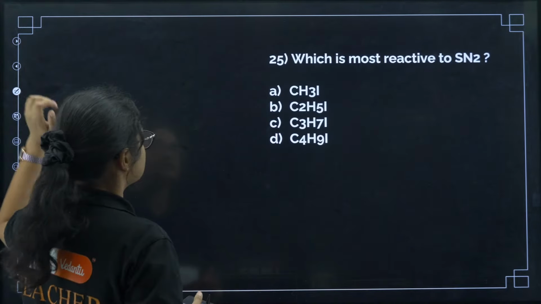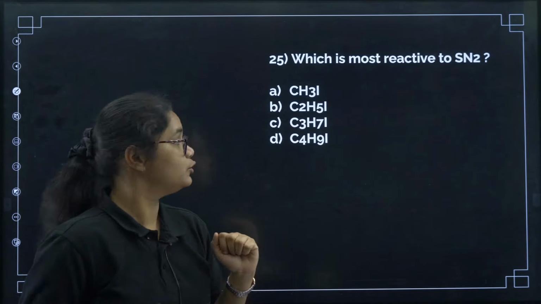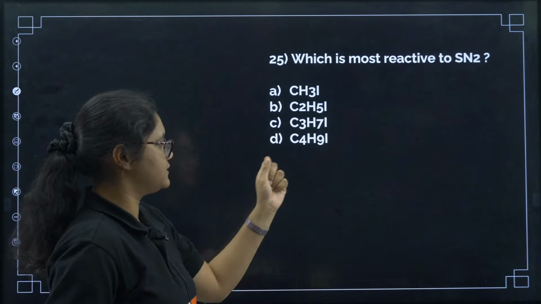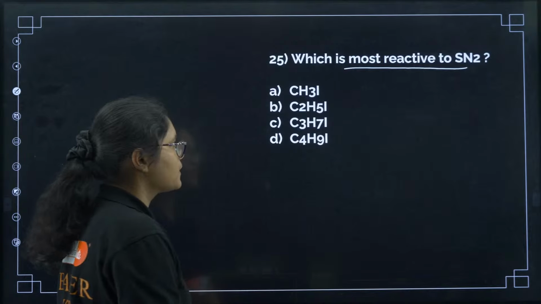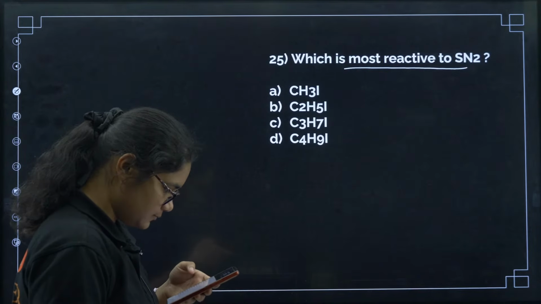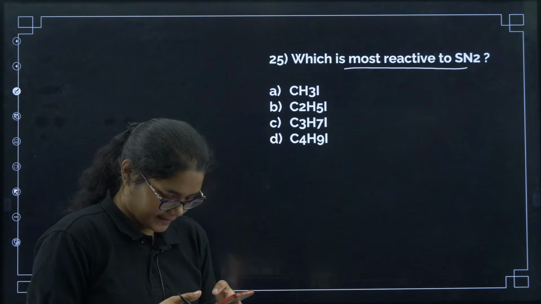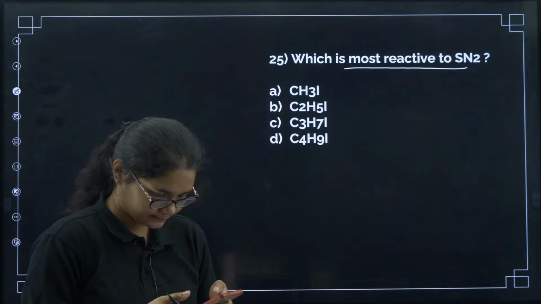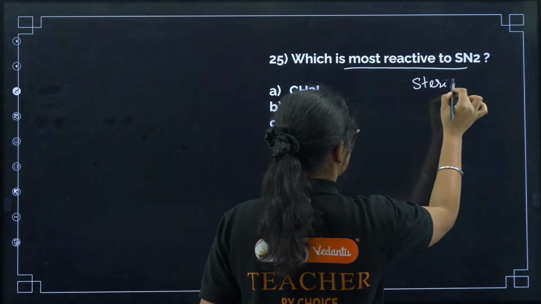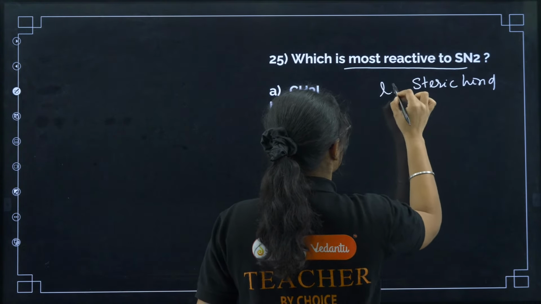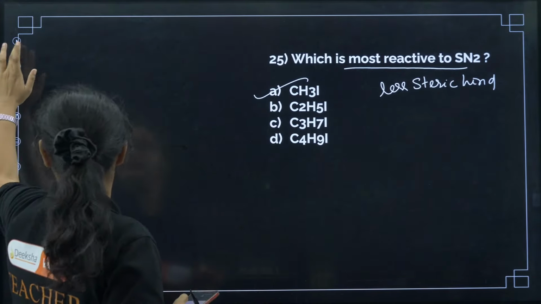Next, last 5 questions, students. Let's move faster. Which is more reactive to SN2? CH3I, C2H5I, C3H7I, C4H9I. Most reactive to SN2. Can you tell me this one quickly? We know the SN2 reaction favors less steric hindrance. Less steric hindrance is there in this compound, so that is why option number A. Yes, very good. Next question.